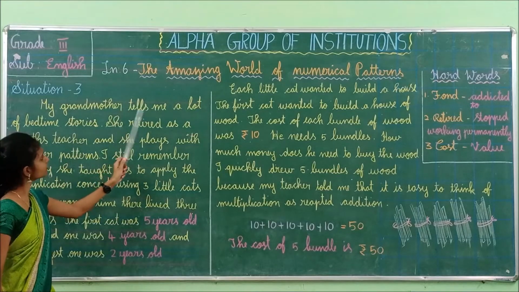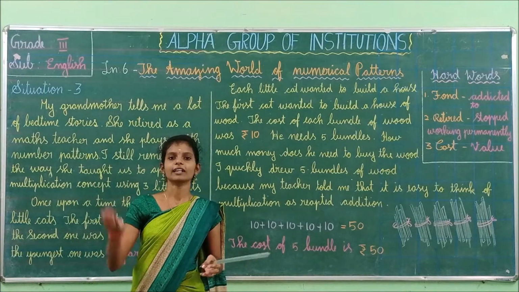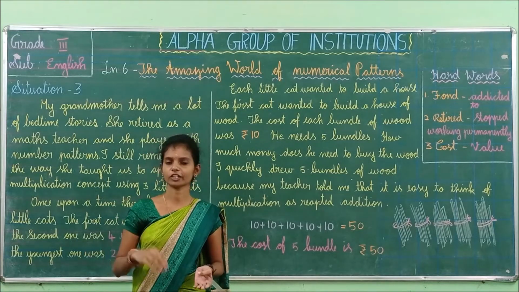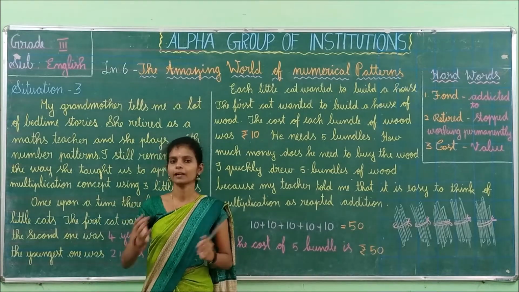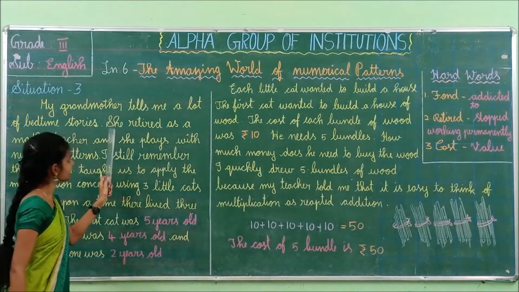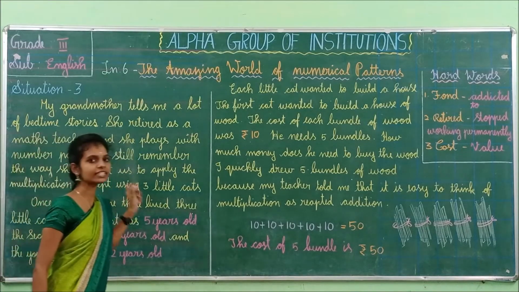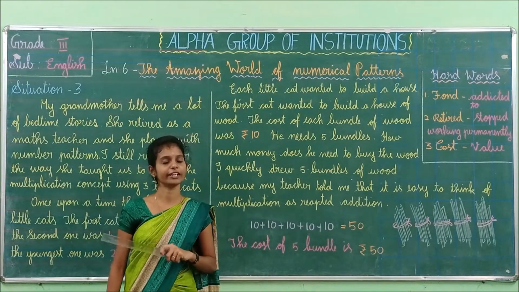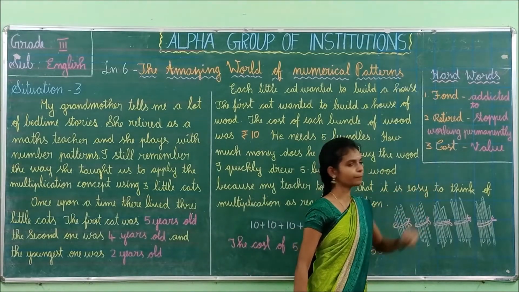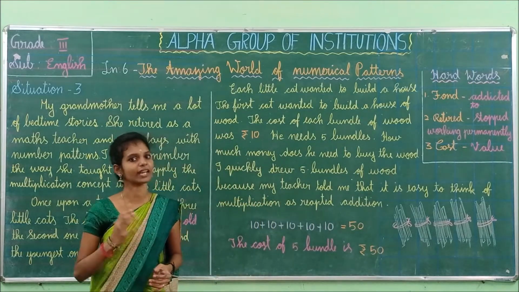Okay children, so listen here. My grandmother tells me a lot of bedtime stories. Here the boy is saying his grandmother tells lots of stories before going to sleep. She retired as a maths teacher and she plays with number patterns. So this grandmother was a retired maths teacher. What is meant by retired? Stop working permanently. She used to play with the number patterns.